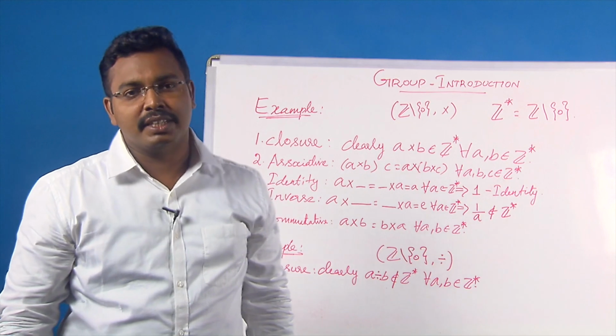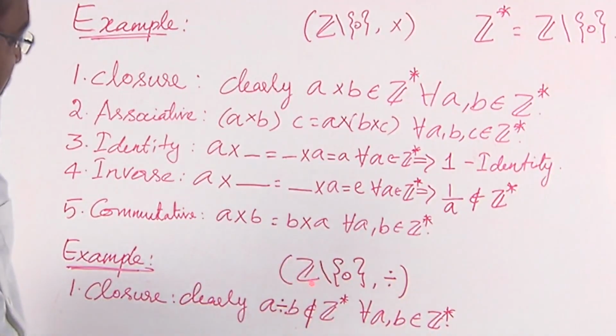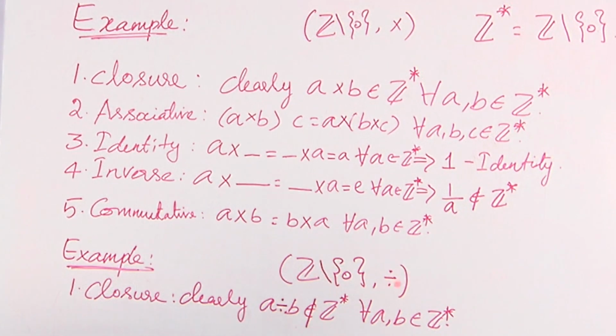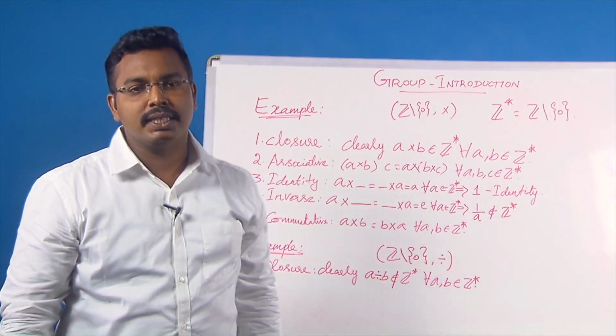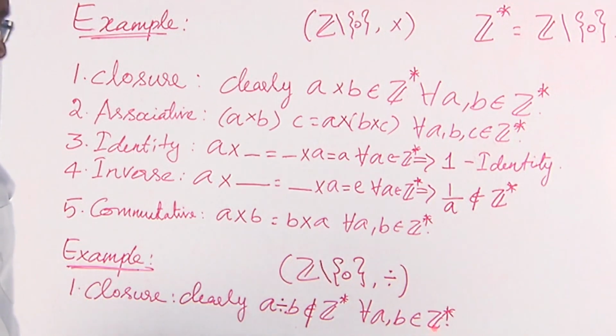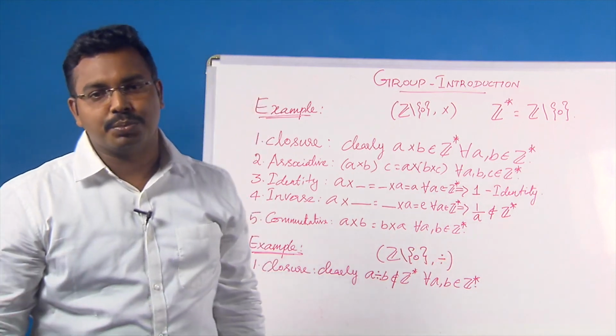Next, there is one more operation remaining in the set of all integers, that is division. Therefore, we again check whether the set of all non-zero integers together with the operation division forms a group or not. Let us check the first property, closure. We know that A divided by B is, in general, not an element of Z star. For example, take 2 and 3, both elements of the integers, but 2 by 3 is not an element of the integers. Therefore, even the closure property is not satisfied. So the division operation is not even a binary operation, and the set of all non-zero integers together with division does not form a group.